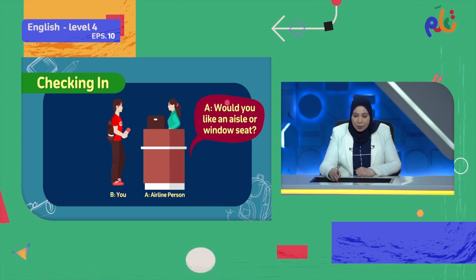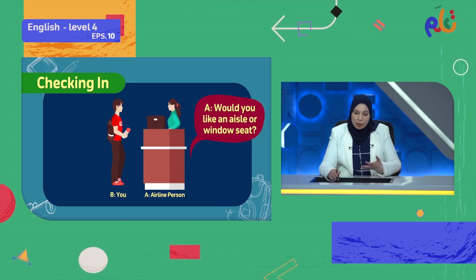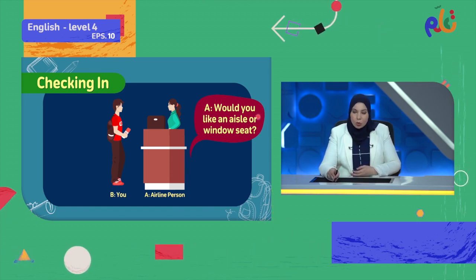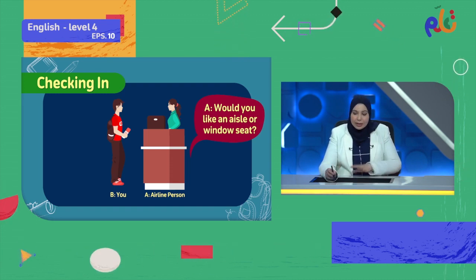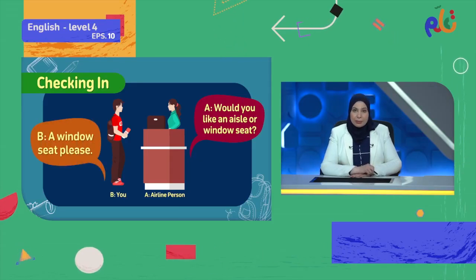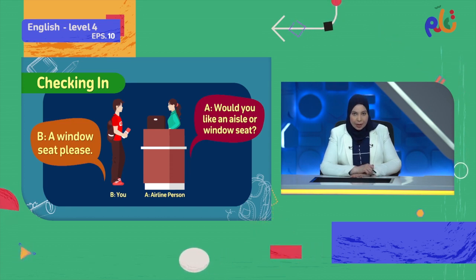And we have, would you like an aisle or a window seat? So now we have an aisle or a window seat and the question, would you like? And here again, because we're talking about formality, it's not do you want, it's would you like. Let's see the answer. A window seat, please. Or you can say, I prefer a window seat if you don't mind.